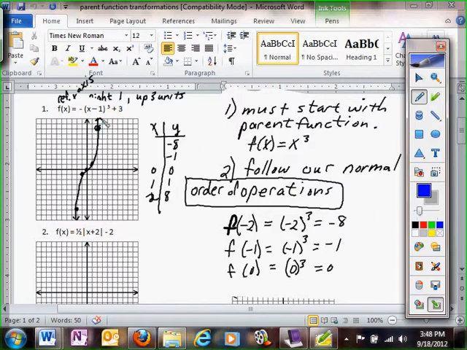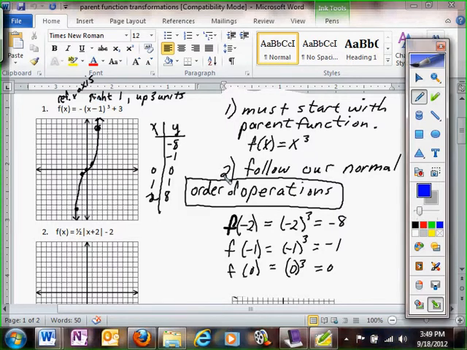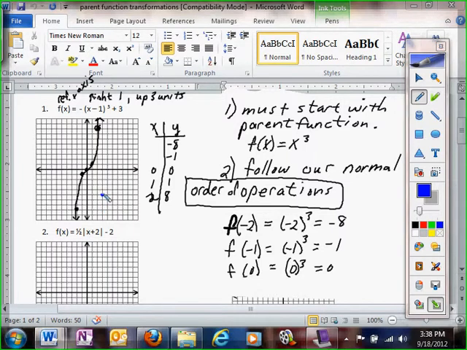So if I take this point, I need to go right 1. Then I need to reflect in the x-axis. So this is 8 above, so I go 8 below. And I go up 3 units. So that point goes right there. You have to be very careful if you're doing this method. You need to double check yourself.